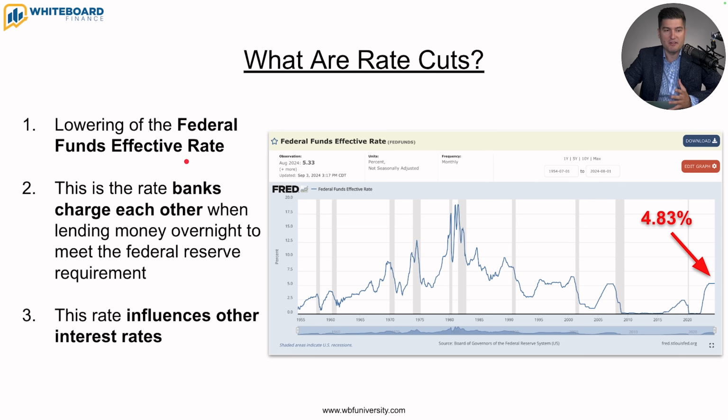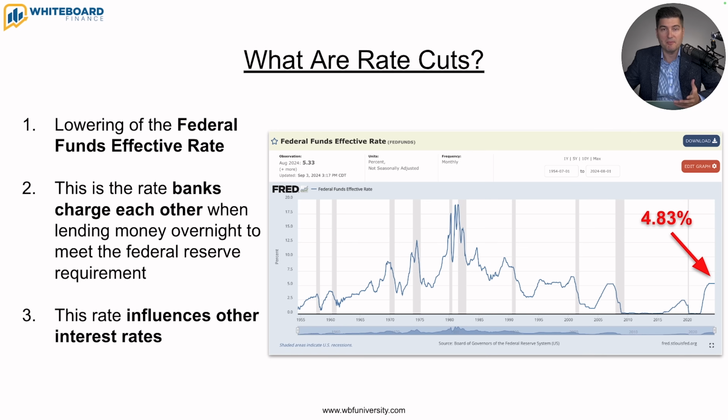So what is the Fed funds rate? This is the rate banks charge each other when lending money overnight to meet the Federal Reserve requirement. Think of it like this: the banks are in business to lend you money. They're getting their money lent to them at a certain rate, so they need to charge above and beyond that to make a profit. If they get their money at, let's say, 5%, they're going to give it to you at a higher rate so they can make money on that difference. That's how banking works.